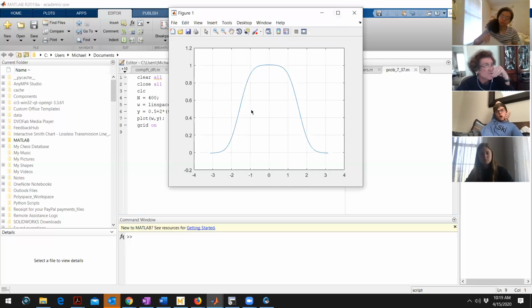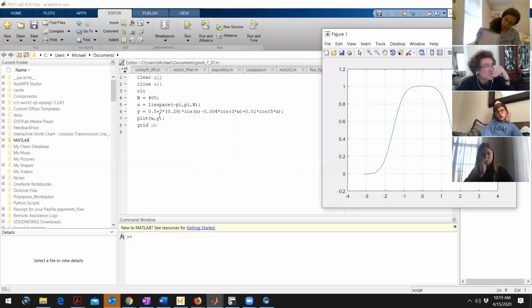It's a low pass filter, that's for sure. You can see the 0.5. Well, I'm not seeing a whole lot of anything except that these coefficients were probably chosen to get rid of the ripple.